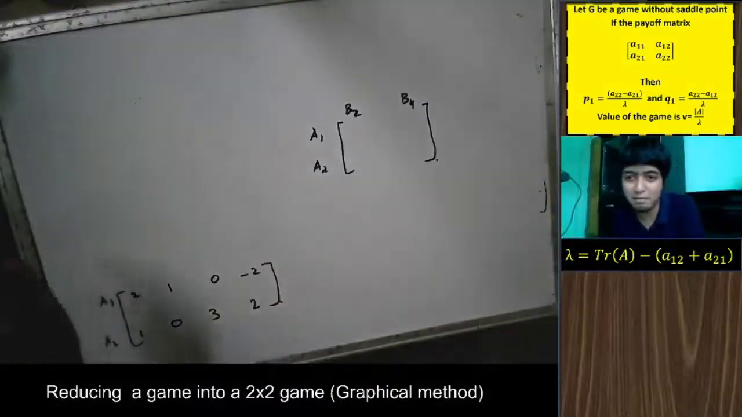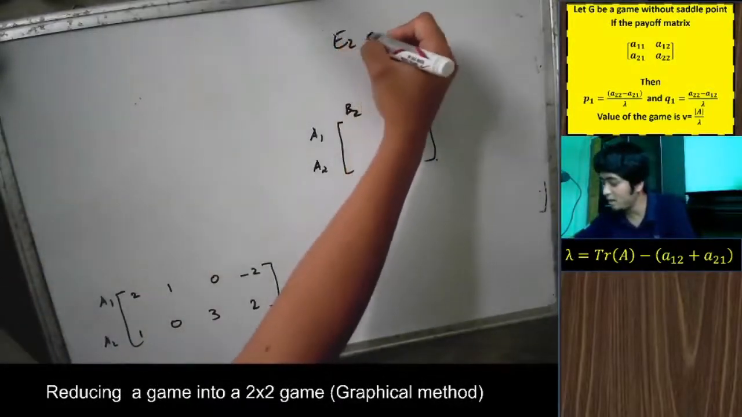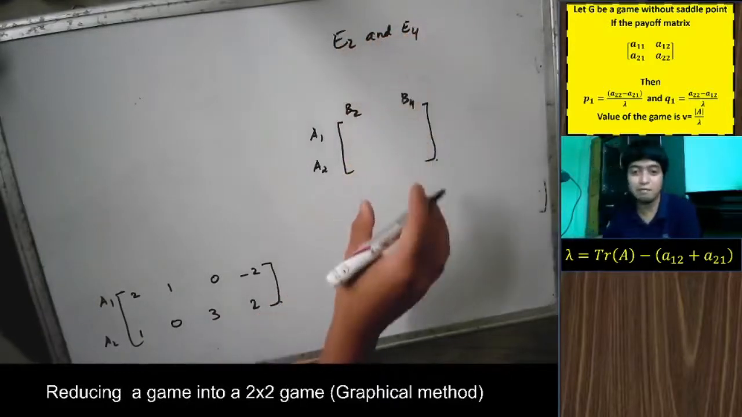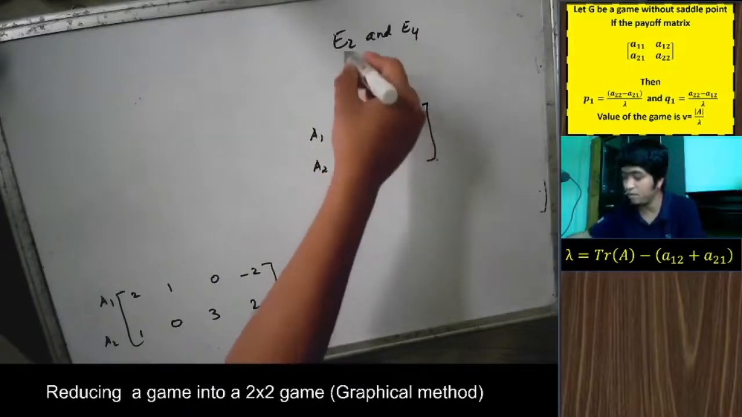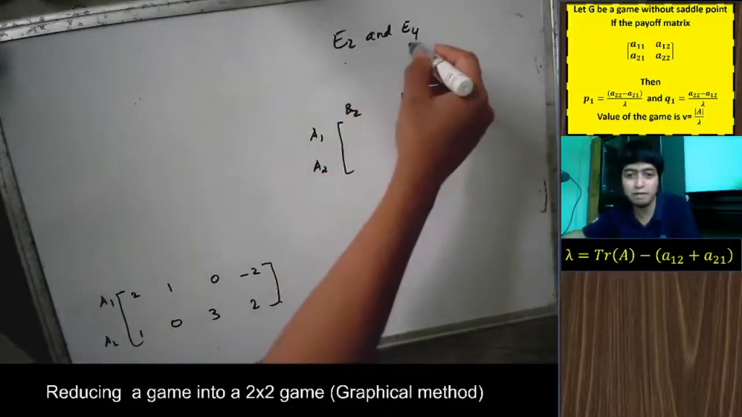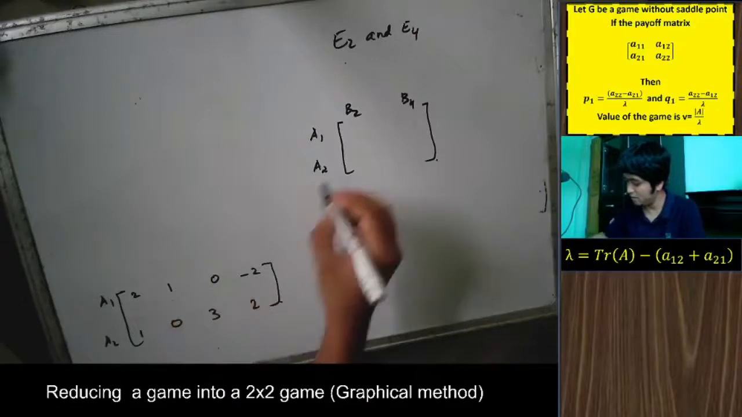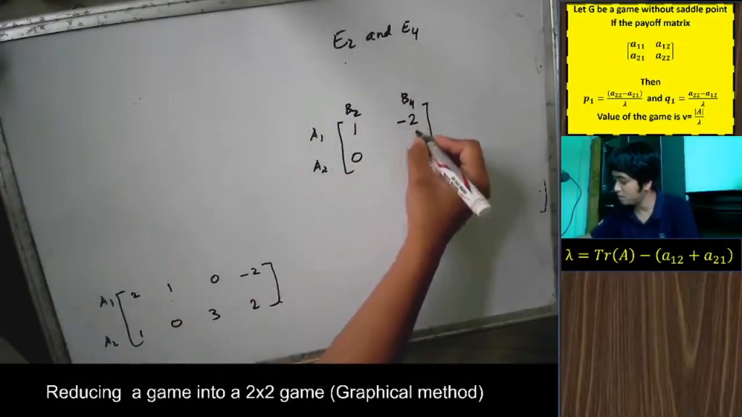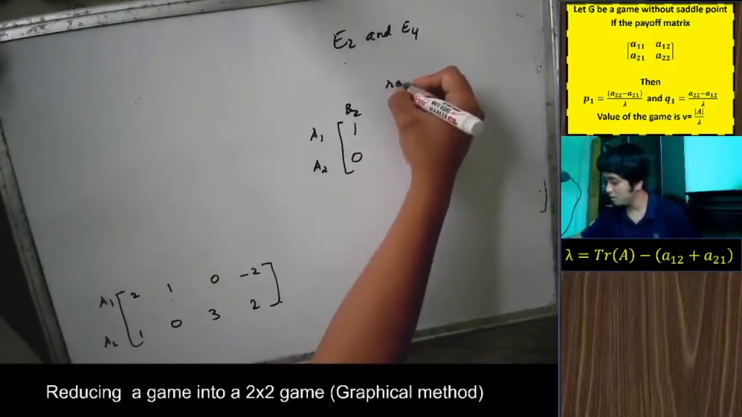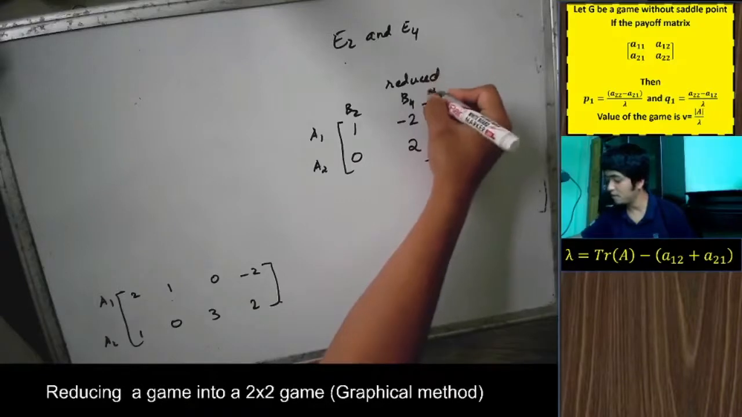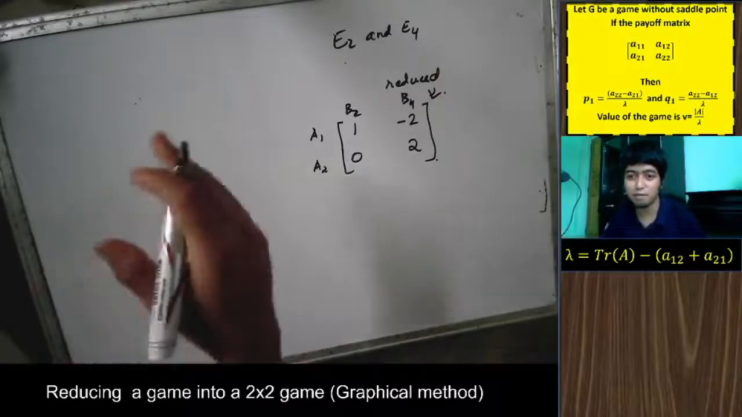So we have seen that the maximum point is obtained by the intersection of the lines E2 and E4. So that is why the payoff matrix is reduced to this matrix A1, A2 and B2, B4. B2 because of E2 and B4 because of E4. But what should we fill over here? It is these values 1, 0, minus 2 and 2. So it is reduced to this matrix.